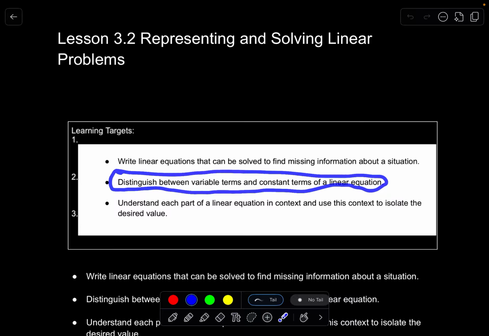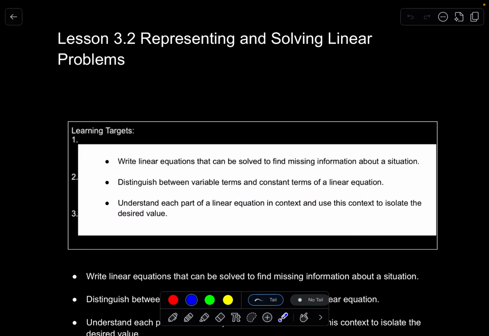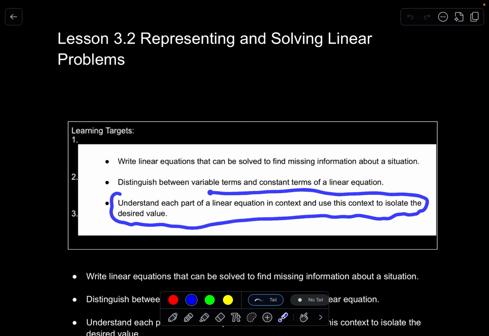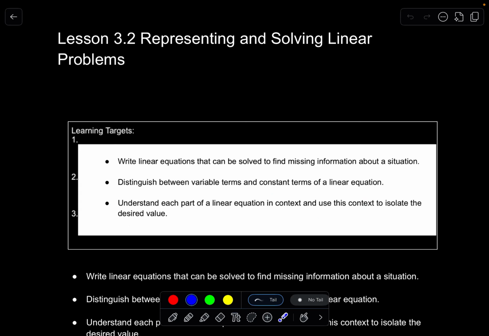Basically, variable terms are terms that have a variable like x. Constant terms are terms that do not have a variable, like just a number. And then understand each part of a linear equation in context and use this context to isolate the desired variable.